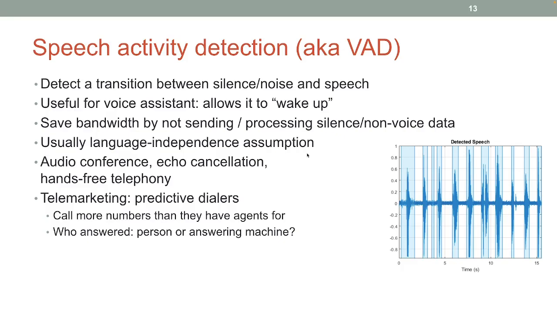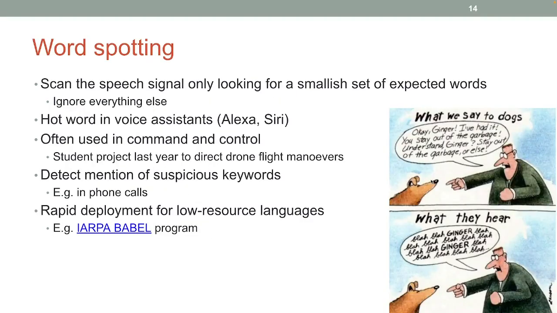This can be useful for audio conferences, like conference calls, or echo cancellation. Telemarketers, right, use this. If you ever answer a phone call from a number you don't recognize, you say hello, and it takes a second or two for someone to say, hello, I'm here representing whatever. It's this system happening. They're waiting for someone to actually create human speech before it gets assigned to an operator or an agent, because there are likely more numbers that they call than agents available, right? So that is another application of ASR systems.